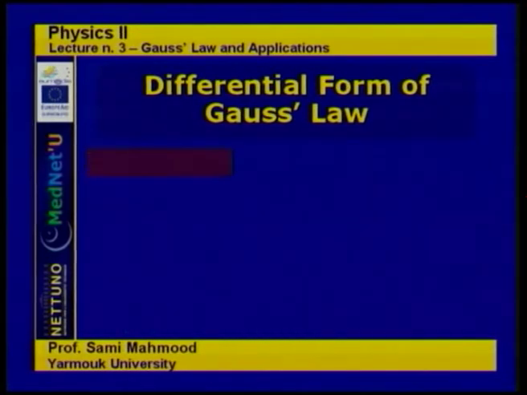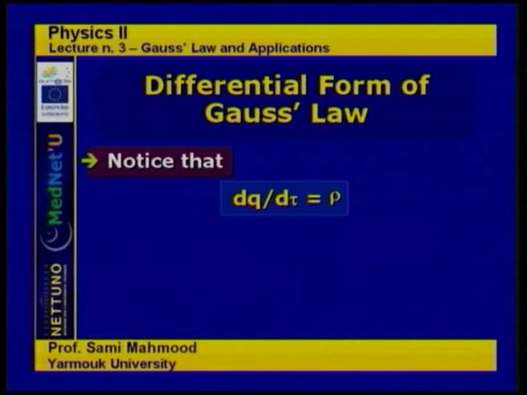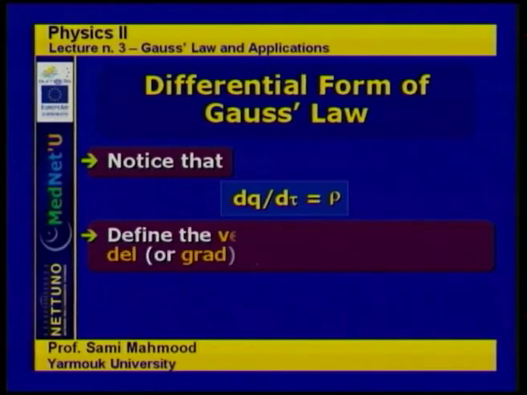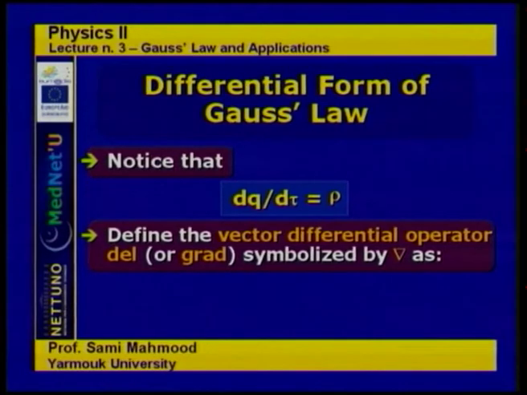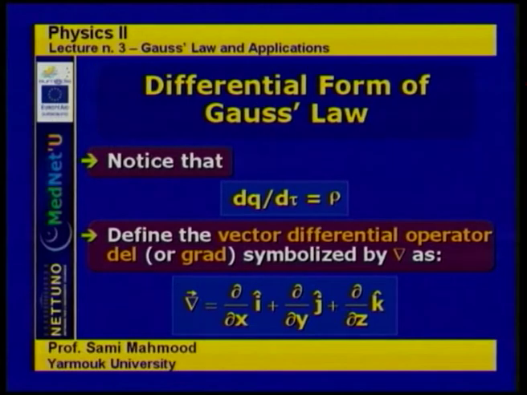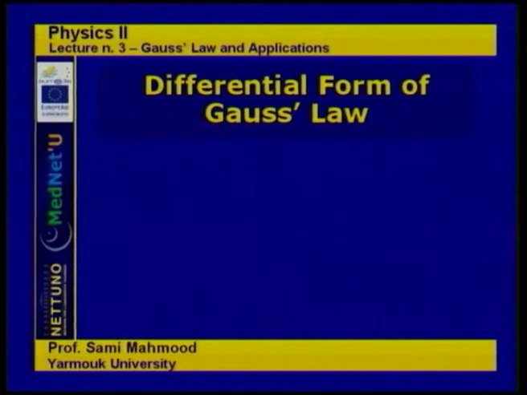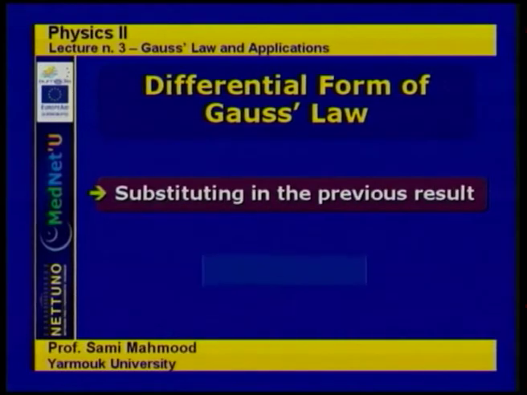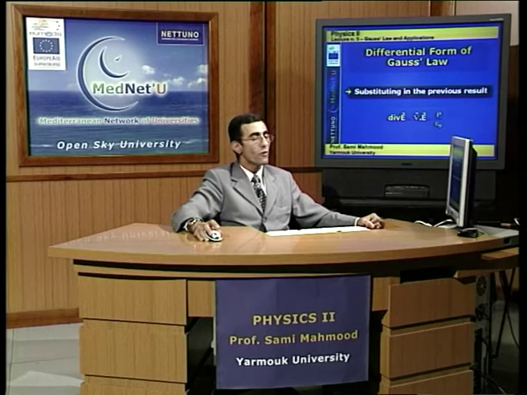And notice that dq by d tau is equal to rho, the density. If we define the gradient operator as d by dx i hat, d by dy j hat, d by dz k hat, we reach the result that gradient dot E, which is div E, is equal to rho over epsilon naught, and that is the differential form of Gauss law.